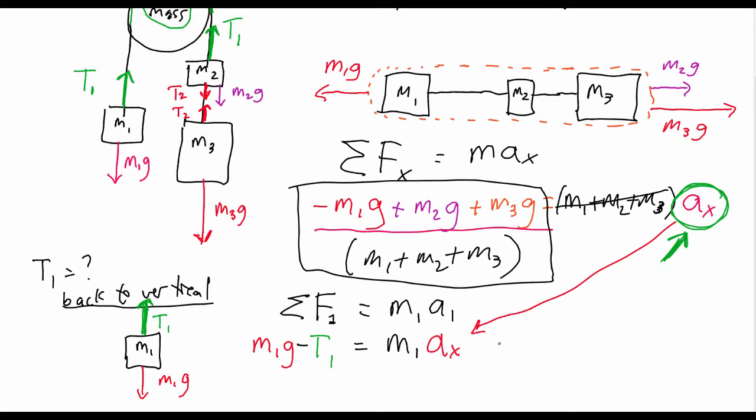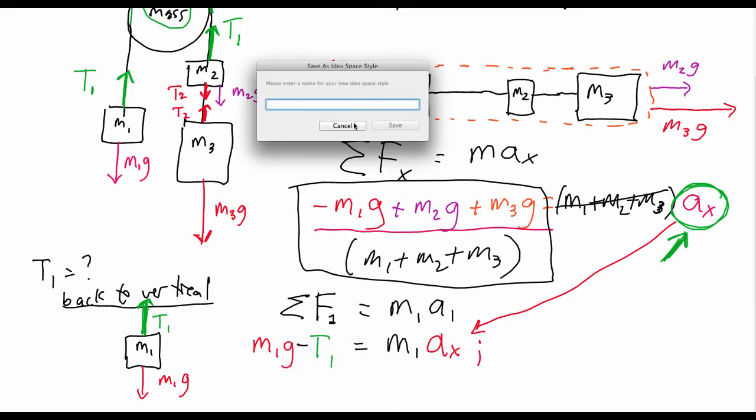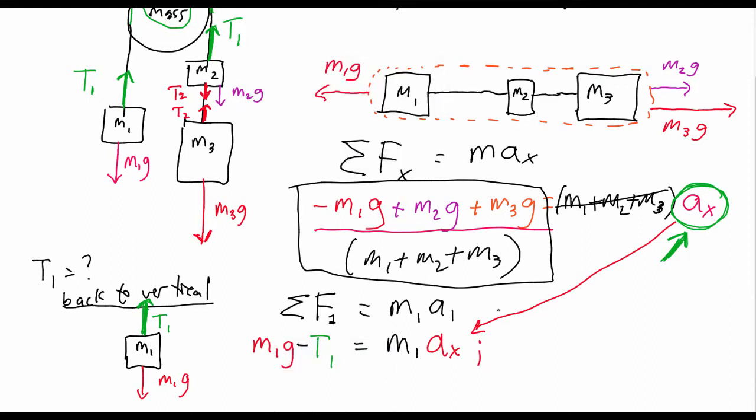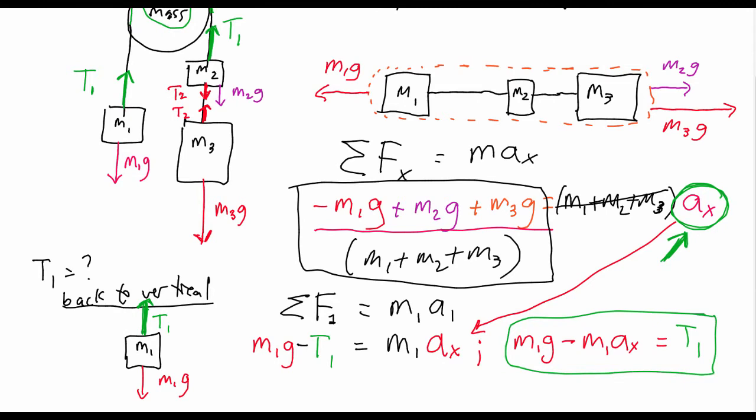Assuming we know this, the question is, what is the tension? All we got to do is just solve for tension. Put that on that side. We just do a little bit of math here. That gives us M1G minus M1AX that we found before equals T1. We just found that tension. Boom, found it.